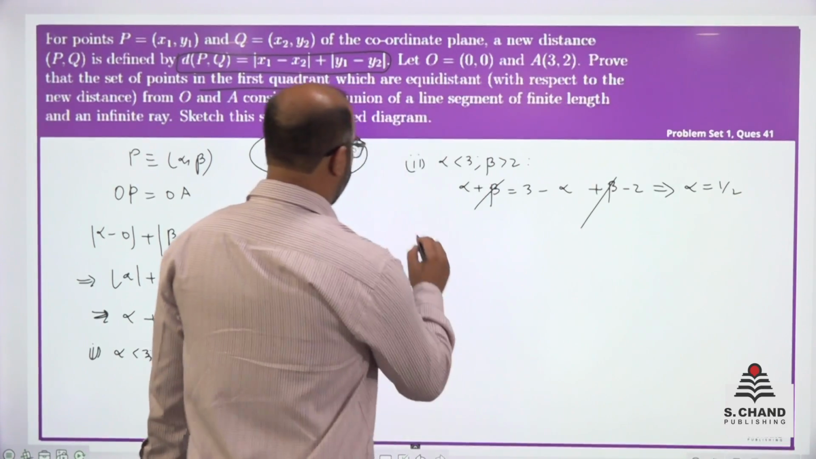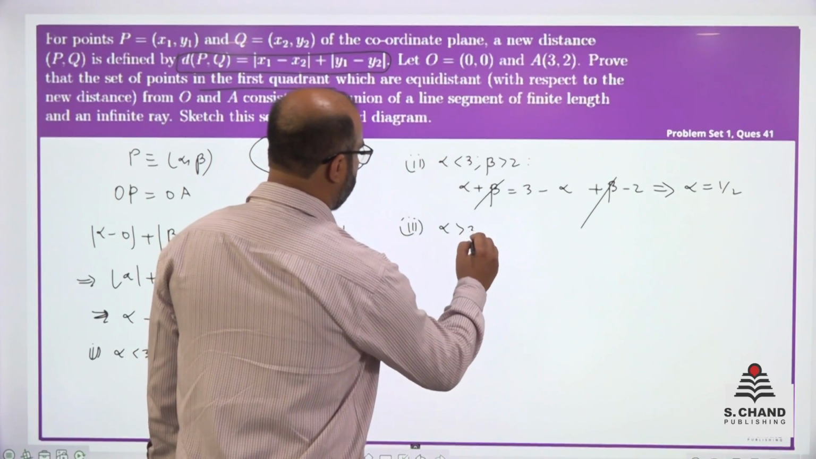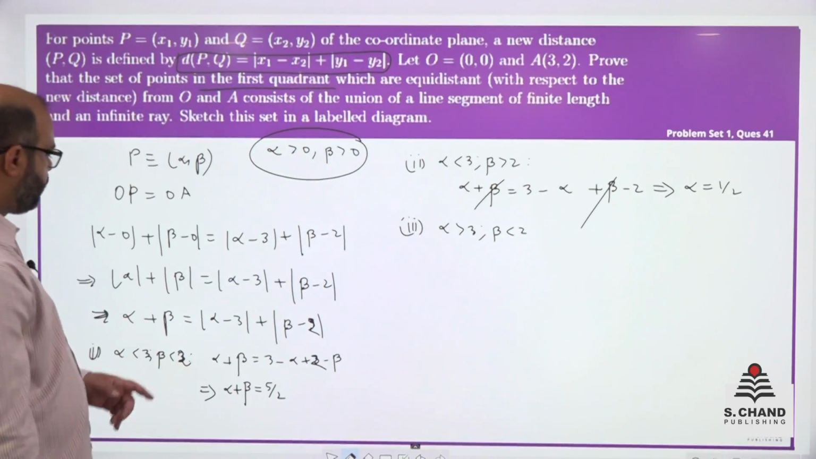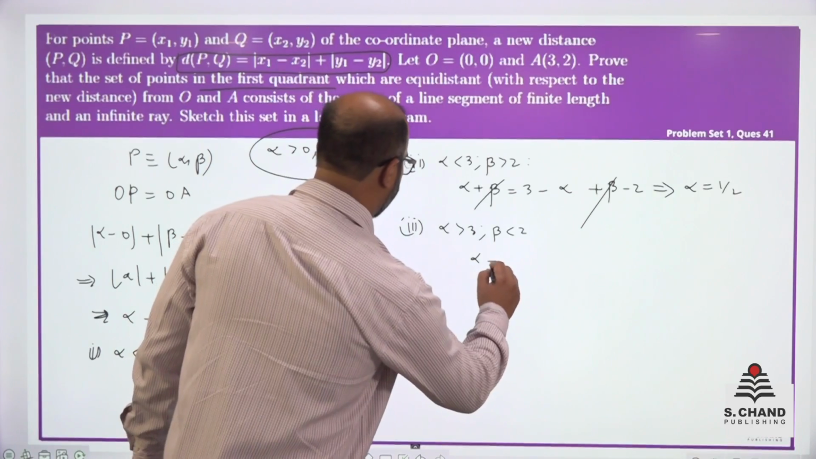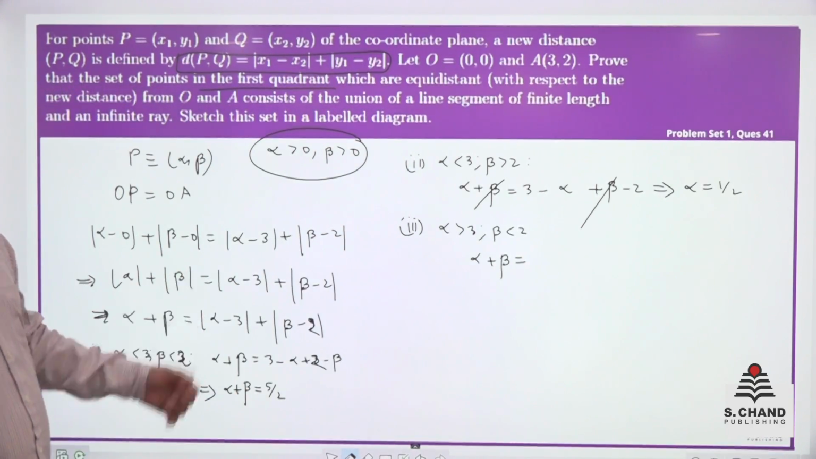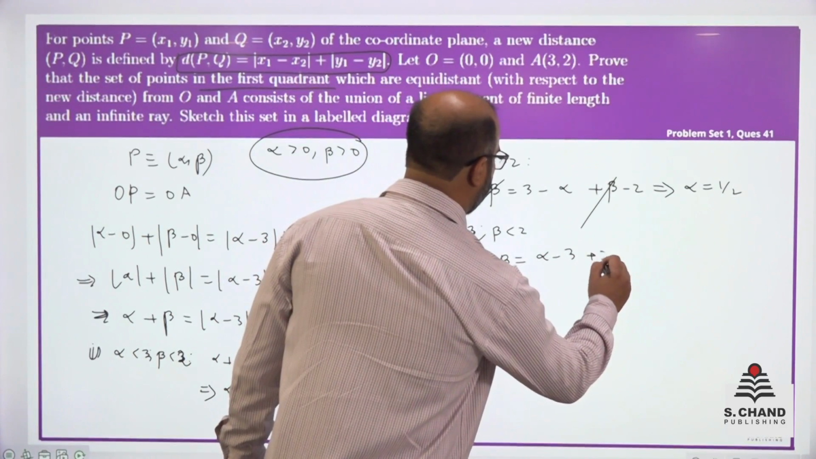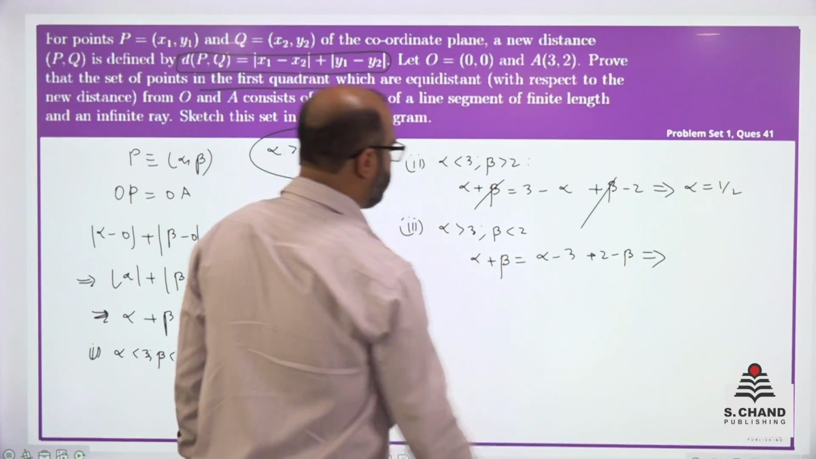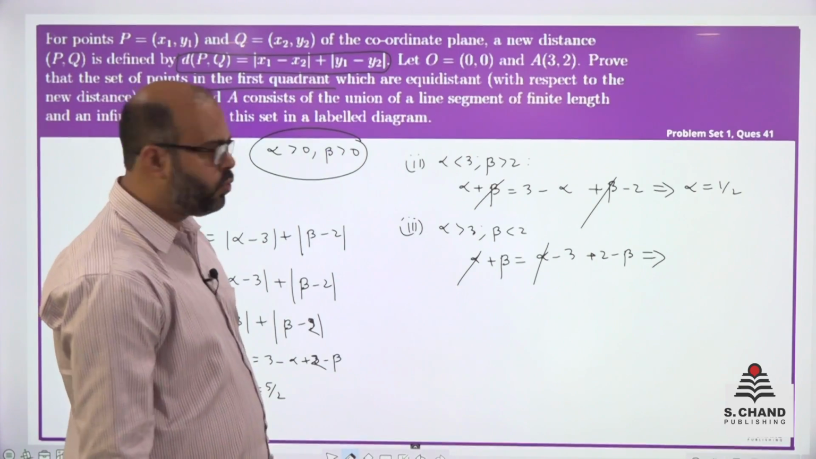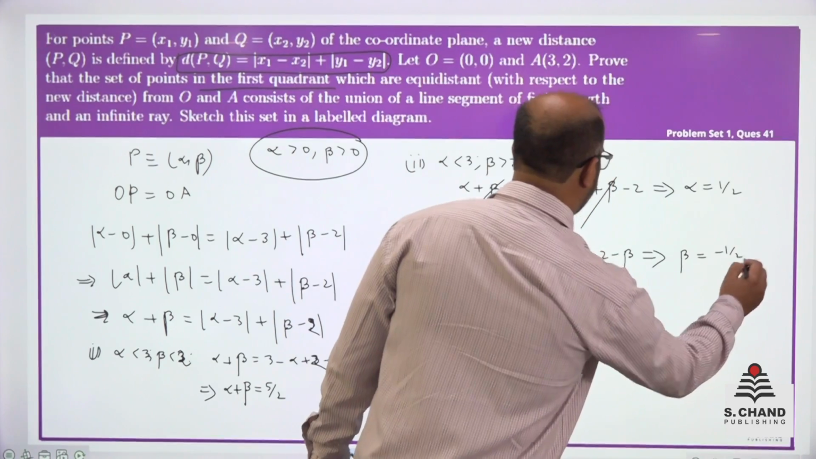Third case, alpha is greater than 3, beta is less than 2. So what you get here is alpha + beta = |alpha - 3| + |beta - 2|. If alpha is greater than 3, it will become alpha - 3, and the other will become 2 - beta. So when you solve them, alpha gets cancelled and 2 beta = -1, or you can say that beta = -1/2.